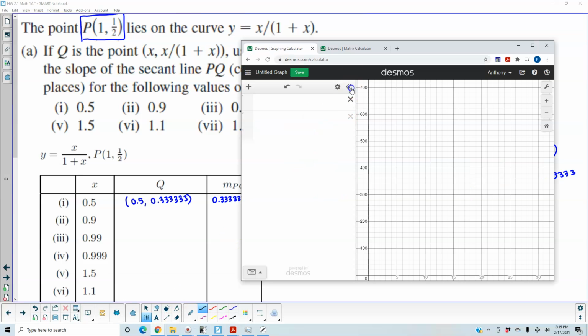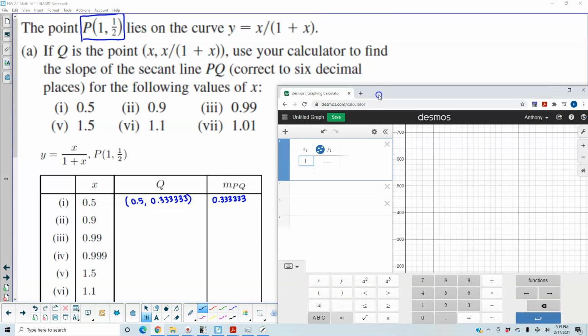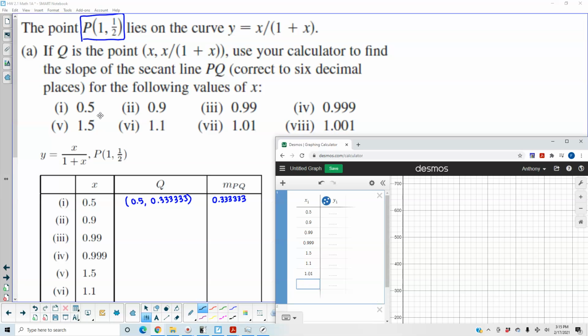Now, instead of doing this all by hand, we can use Desmos. A nice tool that we can use is the table in Desmos. First, we're going to add our table. For x1, we put in the values given here. Our first one is 0.5, and then 0.9, 0.99, 0.999, 1.5, 1.1, 1.01, 1.001.